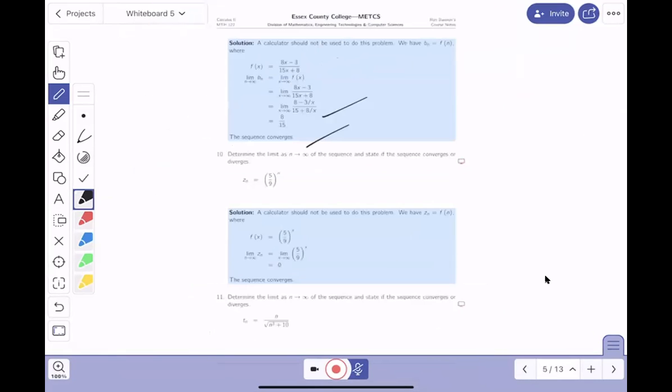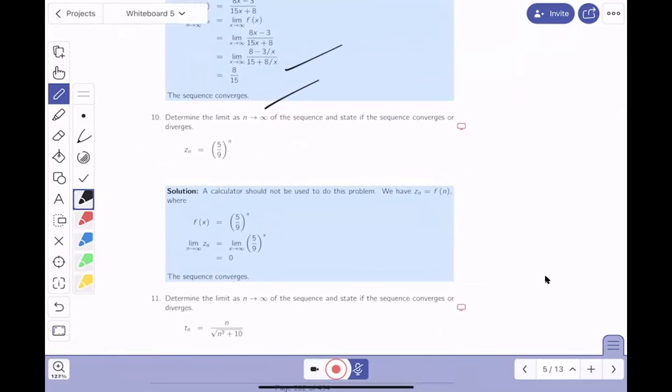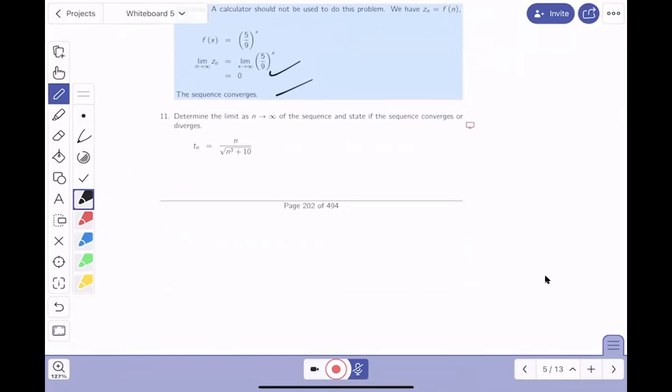And again, these can be a little bit tricky. I'm not saying they're not tricky, but anyway, I'm looking at this over here. And I'm looking at the limit as n goes to infinity. And I'm seeing (5/9) to the n. Now, what do I notice about this one? It's a proper fraction. As n goes to infinity, this is going to shrink towards 0. The sequence converges, by the way.